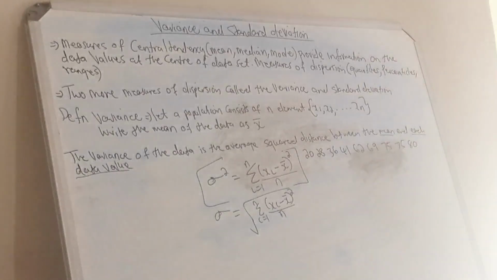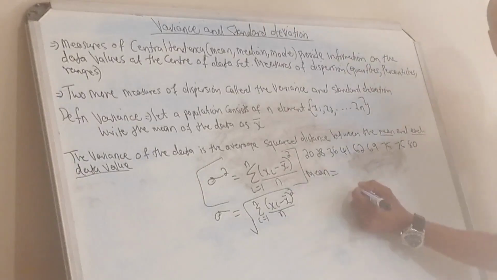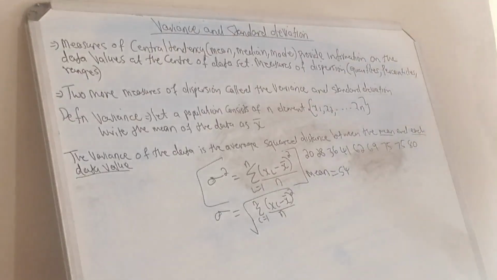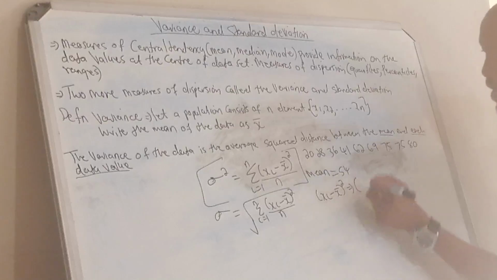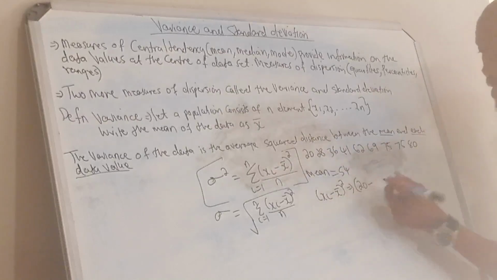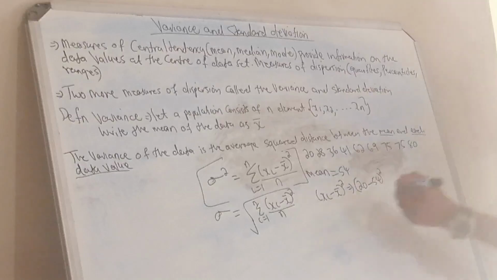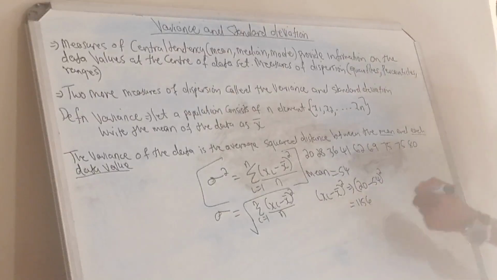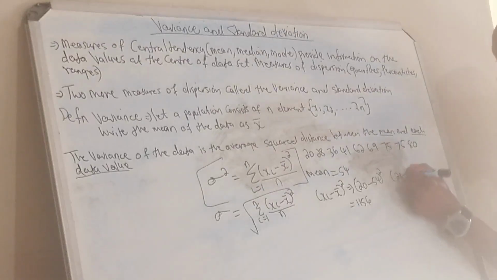Perfect. Now we want the variance. Let us start with the mean. What is the mean? 54 or 55, 54 right. Then we take xi minus x bar squared. Start with 20: 20 minus 54, squared, gives 1156.